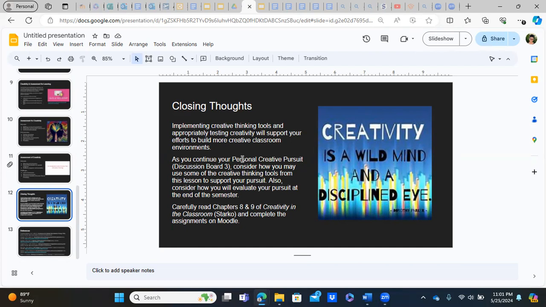As a classroom teacher, you're not going to have any control over how your gifted students' creativity is assessed. However, within your classroom, you want to consider how you and your students will begin to assess your own creative processes and your own creative thinking. As you continue your personal creative pursuit, check out discussion board 3 for that. Consider how you may use some of the creative thinking tools from this lesson to support your pursuit. Also, consider how you will evaluate your pursuit at the end of the semester.